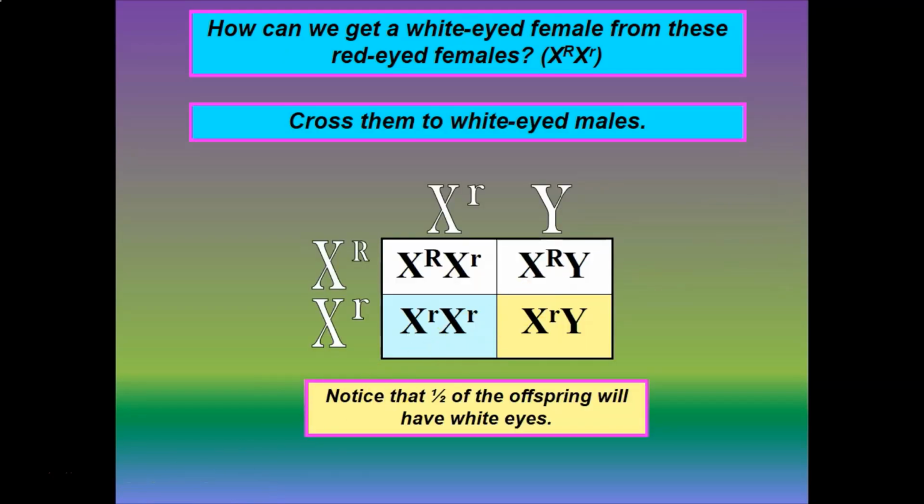Aha. Right, so here's our red-eyed female, but she carries white. Here's our white-eyed male, and if he gives the X, making a daughter, and mom, of course, gives an X, but if she gives the bad X, you're going to get a white-eyed female. And notice half of these offspring would have white eyes. So that's very rare to have a girl with white eyes, but it can happen.